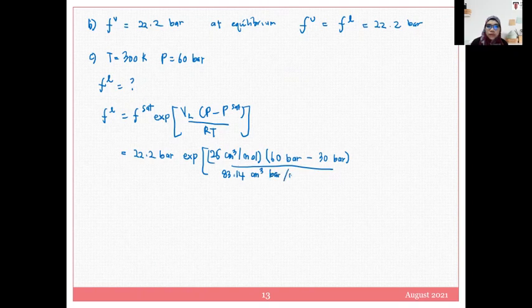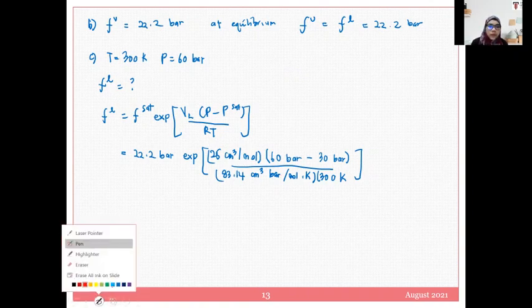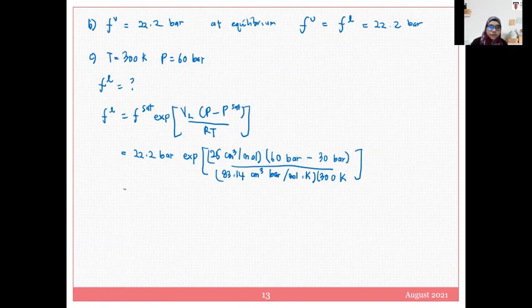For R we can use cm³ bar per mole K, and the temperature is 300 Kelvin. You may check the units first: bar, mole, cm³, bar. Should be okay. And then the answer is 22.2 times 1.0018, so it gives around 22.2 bar. This is how we determine the fugacity based on the problem given. For part C, the liquid fugacity can be determined using the Rackett equation, or we have the expression of this Poynting factor in this equation.